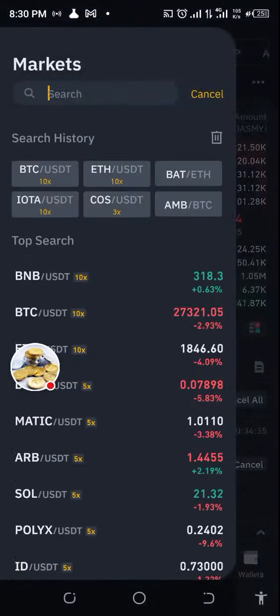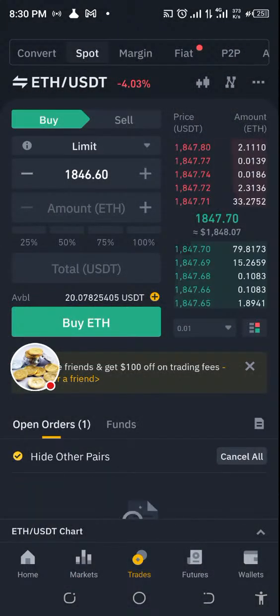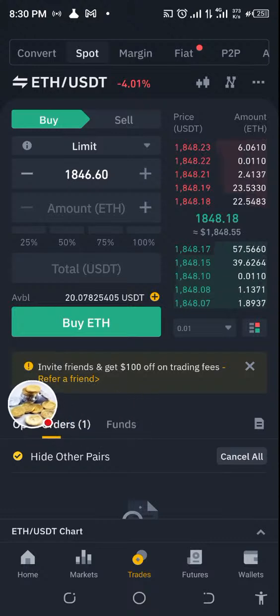Technical indicators. Let me use BTC. No, let me use Ethereum. Let me use Ethereum at least to demonstrate this. I'm always using BTC. I don't know why. I think I'm just a fan of BTC.